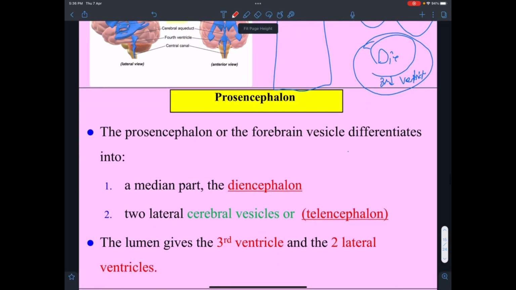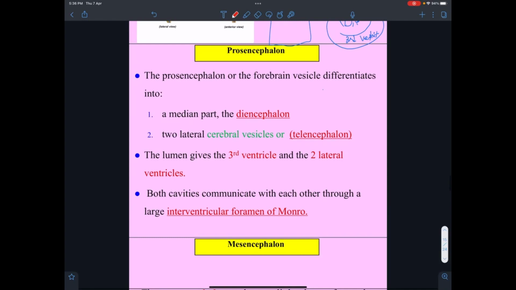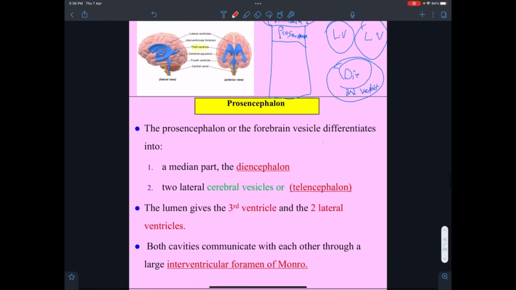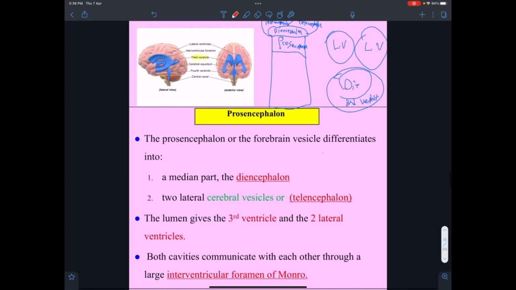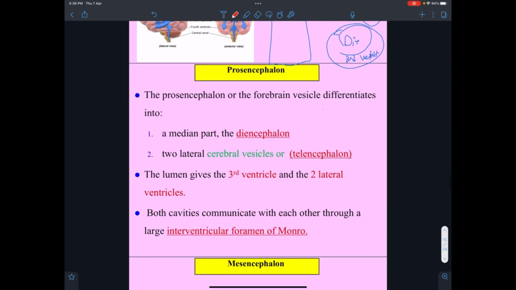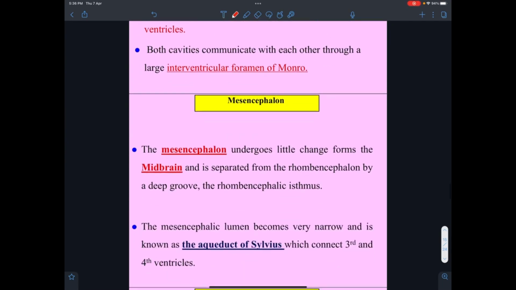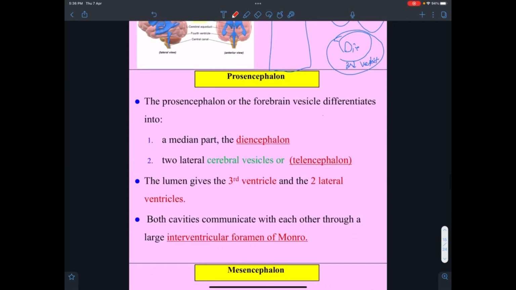So that's the point of this whole slide. The prosencephalon will differentiate into the diencephalon and telencephalon. The lumen of the diencephalon will give you the third ventricle, the lumen of the telencephalon will give you two lateral ventricles, and the ventricles will communicate with one another via the interventricular foramen of Monro. Next we got the mesencephalon. We finished, by the way, the primary vesicles.